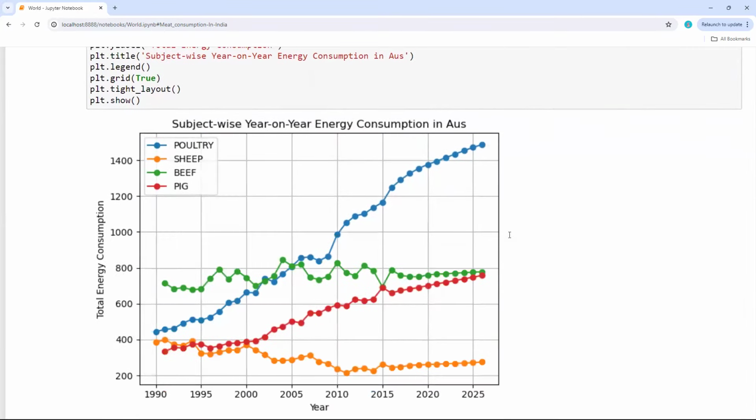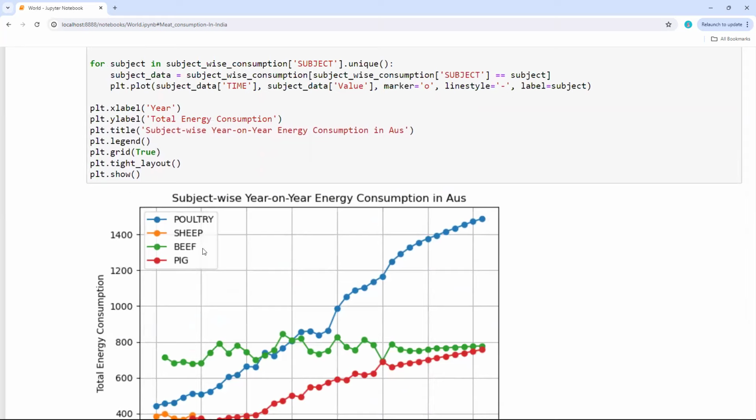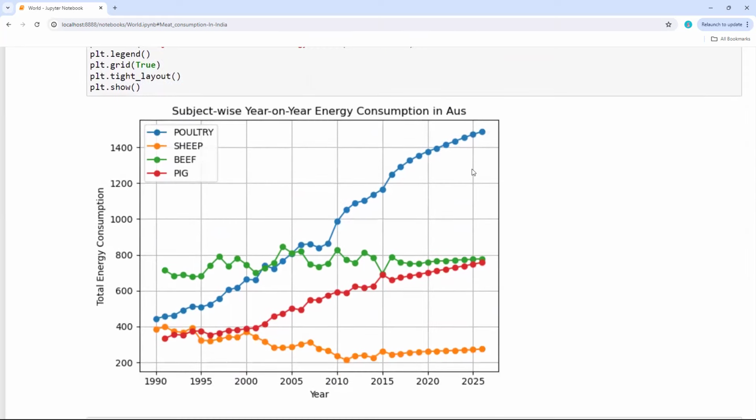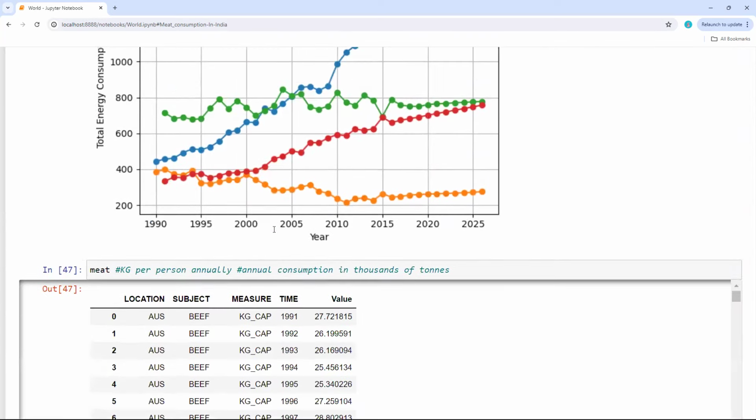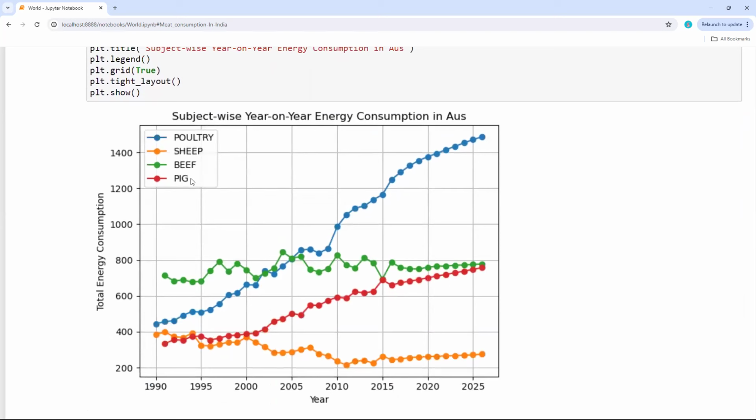And this is category wise, like poultry, sheep, beef, and pig. The beef and pig are in kilograms, and this is consumption in thousands of tons. Poultry and sheep production is in thousands of tons. So this is how Australian people are consuming different kinds of meat: poultry, nothing but chicken, and sheep production, nothing but mutton, and beef and pig production.